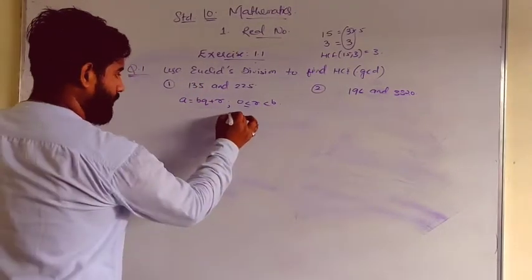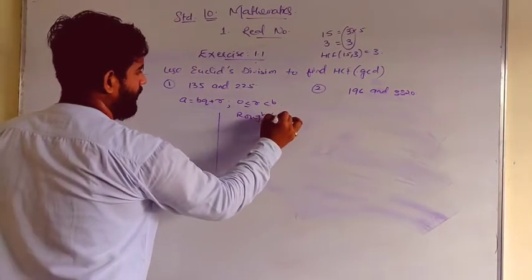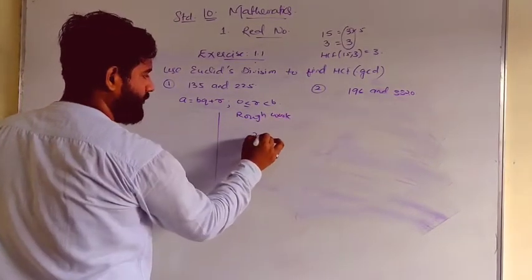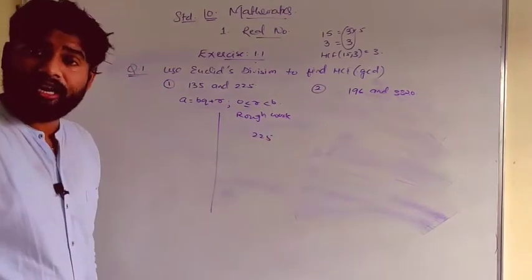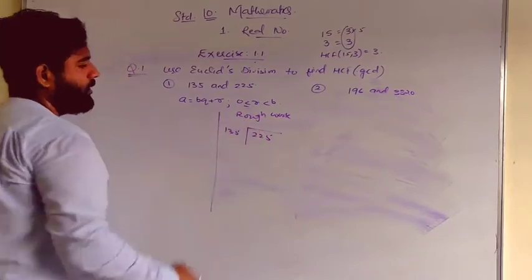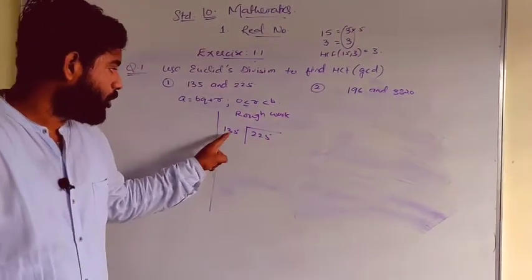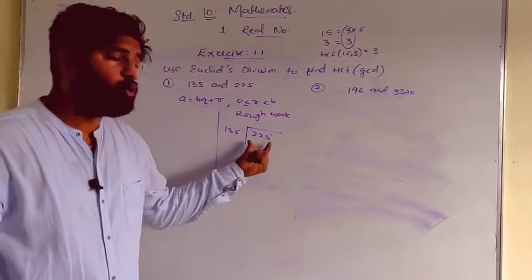Means you can do your rough work here, and you have to do like this. 225 is a bigger number, so it will be a dividend, and 135 is a smaller number, and that's why it will be a divisor. So now you have to go closest to 225.